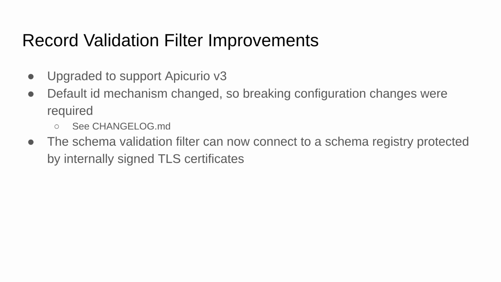Next, we have the record validation filter improvements. The main one is we've upgraded to support Apicurio v3. And with that came a change to the default ID mechanism from Apicurio v2, so breaking configuration changes are required. If you see our changelog associated with the release on GitHub, then you'll see instructions about how to update your configuration.